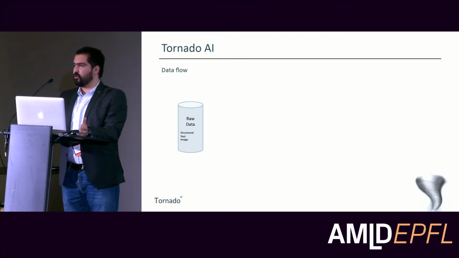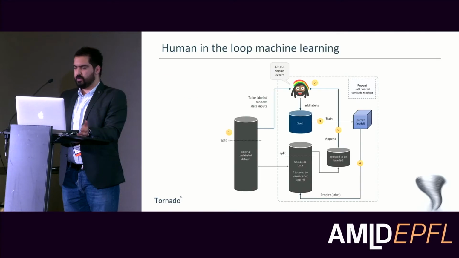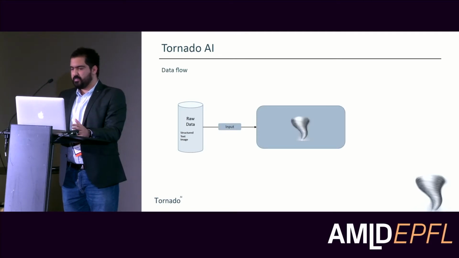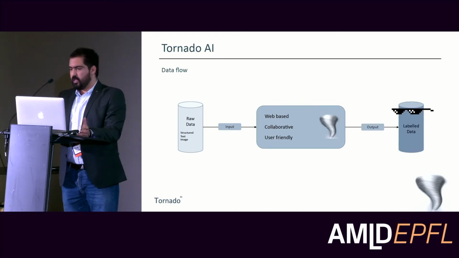We start with a raw data set, like in the basic human-in-the-loop machine learning process. This raw data can be structured data, text data, or images in the current version. We will send this data to Tornado, which is a web-based, collaborative, and user-friendly tool. And our goal is to have labeled data as output. So this is from the data flow point of view.